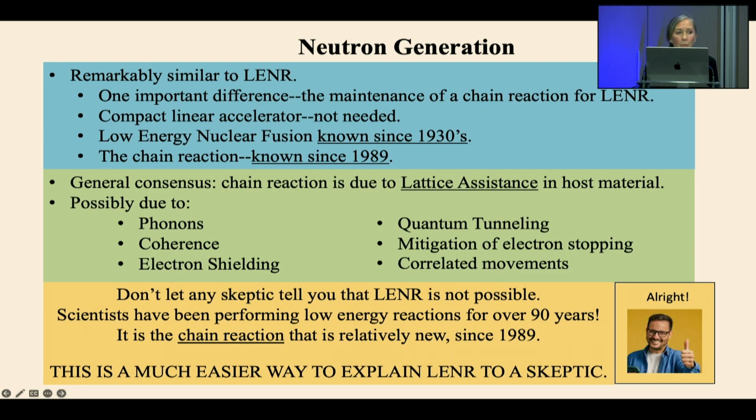Now, you have probably noticed already this is remarkably similar to LENR with one difference, the maintenance of the chain reaction. That compact linear accelerator is not needed. Now, low energy fusion has been known since the 1930s. It's the chain reaction that we discovered in 1989.